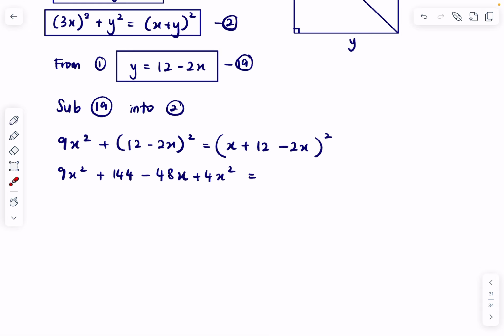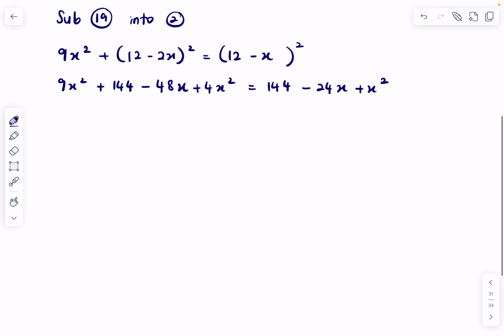Okay, here x and minus 2x we can simplify, so this becomes minus x. Then we expand this, we'll get 12 square, which is 144. 2 times 12 is 24, 24 times negative x is negative 24x. Negative x, we square it, we'll get plus x square.